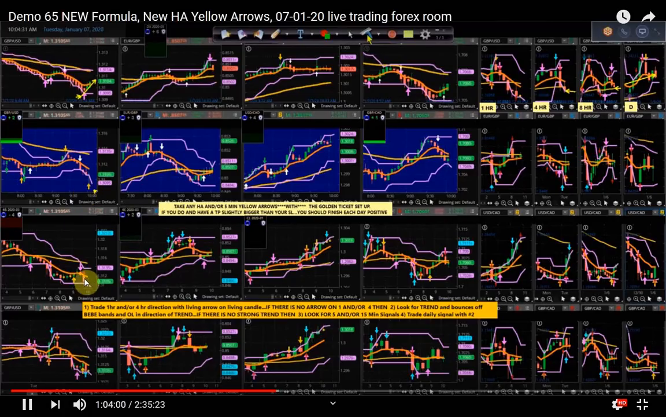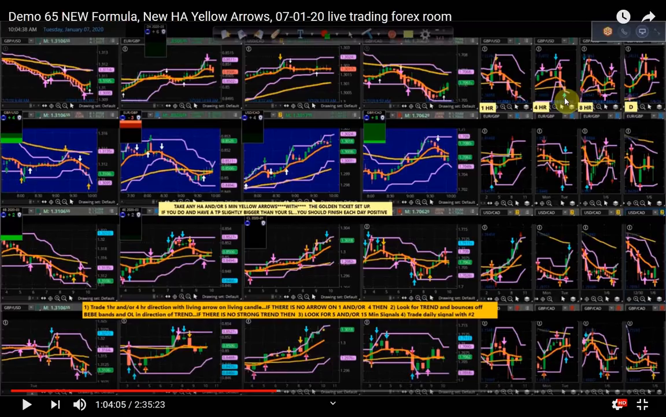But again, you don't want to take this move because that blue has only just turned up. Alright, so you should be looking now and saying, right, well, okay, but what might happen is it might hit this orange line here and come back down. Okay, if you're only after a few pips, you'll get a trade in there. Alright, step 1.